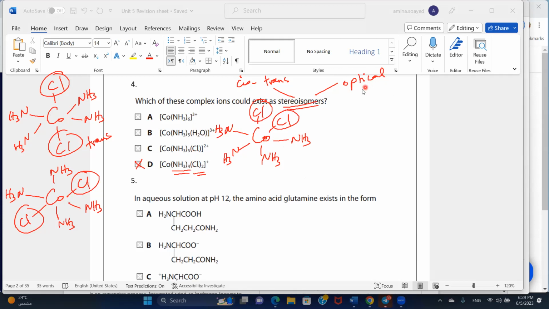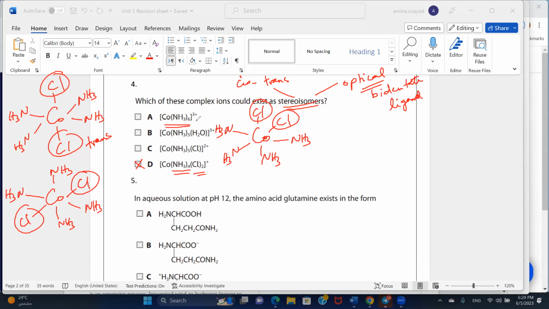But we have optical isomers. Optical isomers, we obtain them only if we have a bidentate ligand. When we have bidentate ligands, we get the optical isomers. But when we have monodentate ligands, we have the cis and trans.